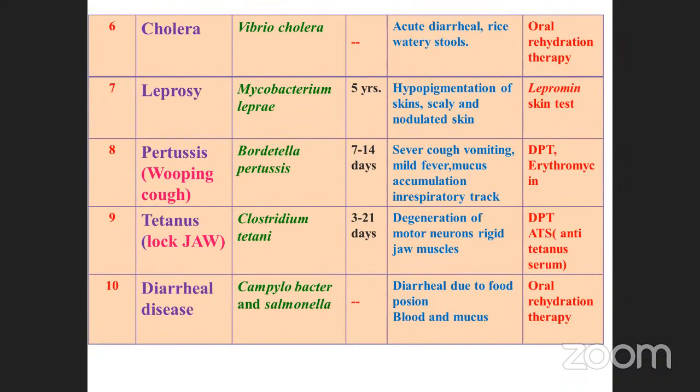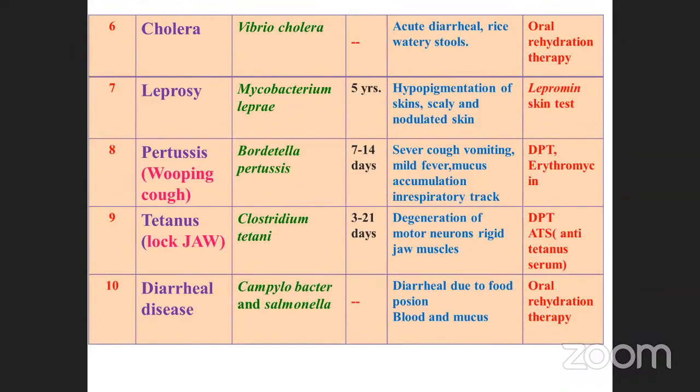Tetanus, otherwise called lockjaw. Clostridium tetani, 3 to 21 days. Degeneration of the motor neurons, rigid jaw muscles, and not only that, other muscles also. DPT, already noted. See here, DPT here also, and also another one. Pneumonia also DPT. And ATS are anti-tetanus serums. Okay, these are the things.